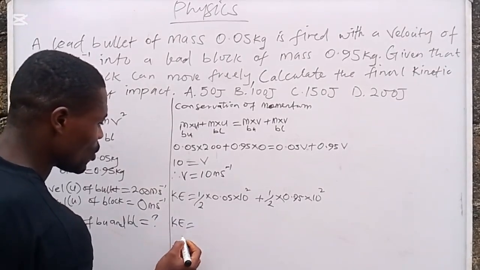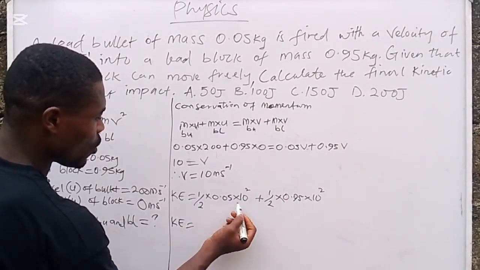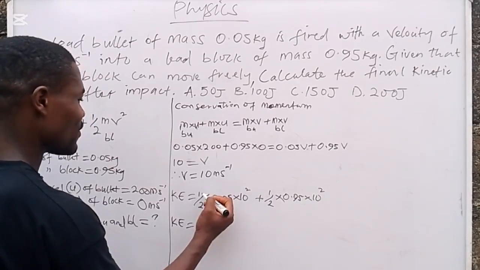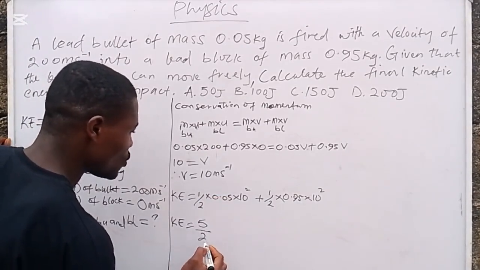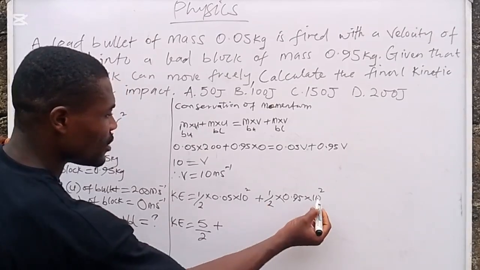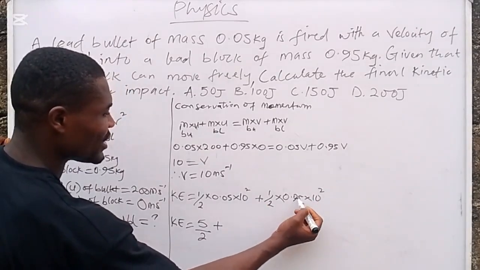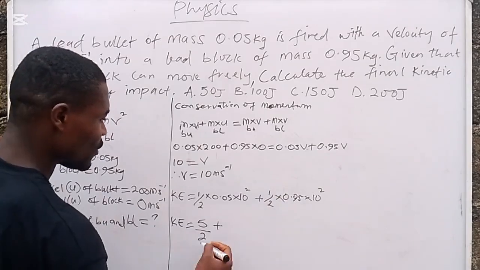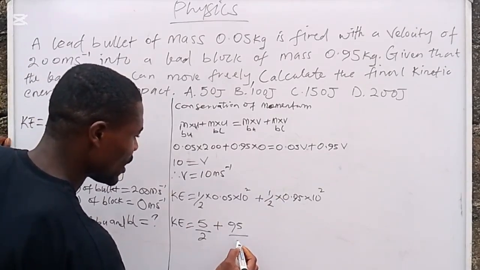Now here KE will be equal to 10 squared, which is 100. 100 multiplied by 0.05 is 5. 5 times 1 is 5. So we have 5 all over 2, plus 10 squared, which is 100. 100 multiplied by 0.95 should be 95. 95 times 1 gives us 95. So we have 95 all over 2.